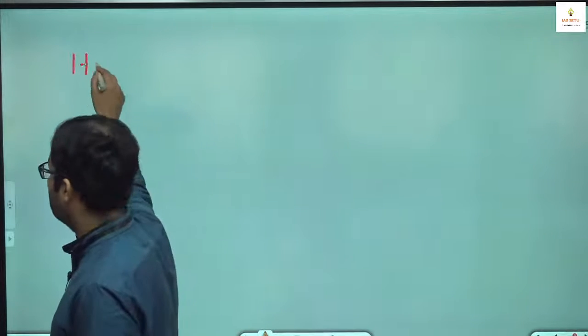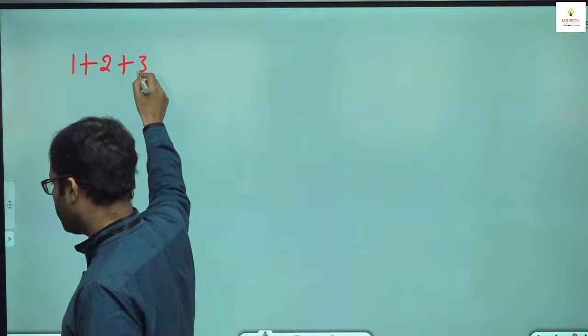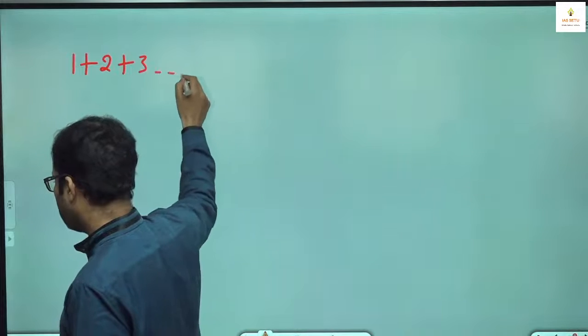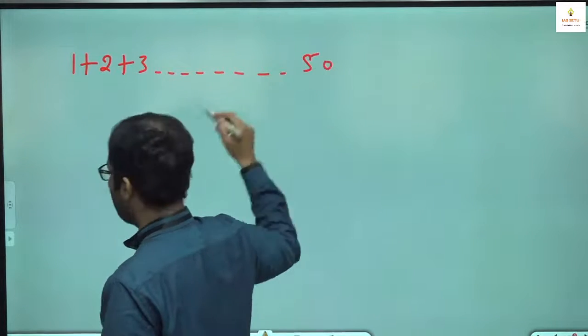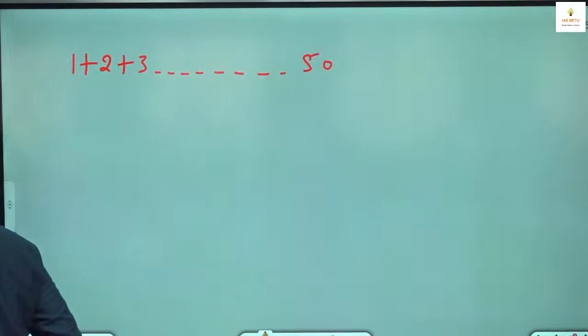1 plus 2 plus 3 up to 50. Sum of 50 natural numbers. Anji Gaurav Chauhan, HCF means highest common factor. It has to be common from all the numbers. That is the idea. Tell me, what is the sum of the first 50 natural numbers?